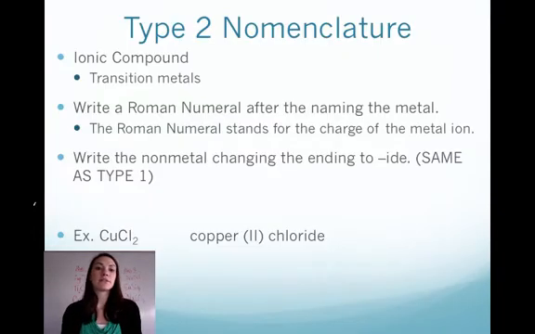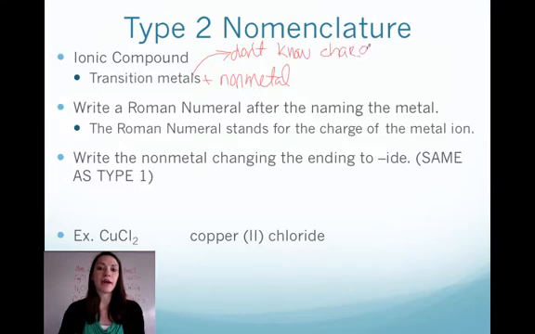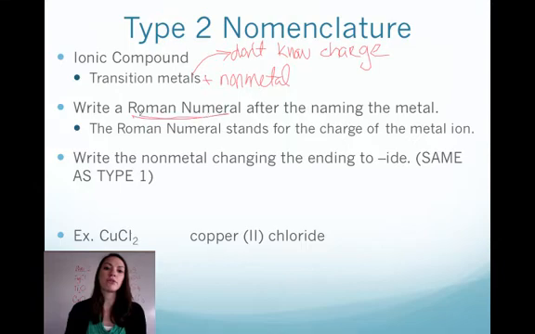Now we are going to start with our type 2 nomenclature. This is ionic compounds that have to do with a transition metal and a nonmetal. These are not group 1, 2, and 3 where you can predict the charge, but transition metals where you don't know what the charge is. If you look at the periodic table, you can't tell what the charge is, and that becomes important in type 2 nomenclature. What's going to be different is we're actually going to write a Roman numeral.